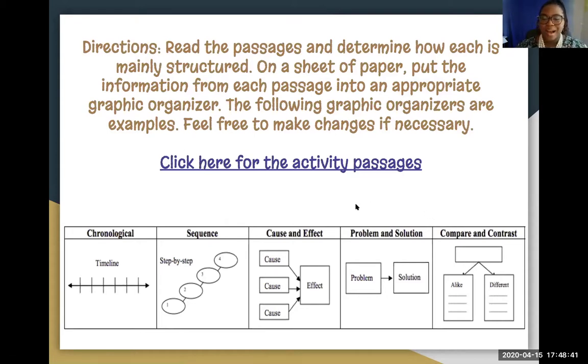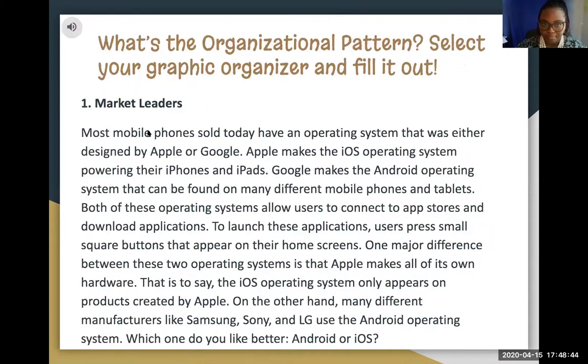Okay, now I'm going to go on ahead and get started. And we're going to be back on Jeopardy today. So it's your job to figure out what's the organizational pattern and select your graphic organizer on your paper and fill it out. I will not read these to you today. I will go ahead and play our Jeopardy music so we can get started, give you guys some time to think, and keep it pushing. I'm going to give you time to read it, try to figure it out, and then you're going to be doing your graphic organizer. Here goes the first one. 1, market leaders.